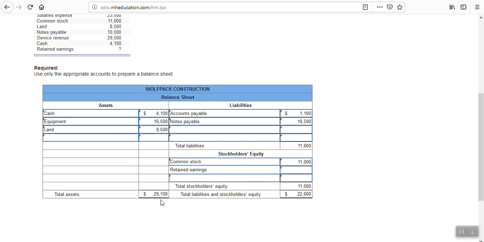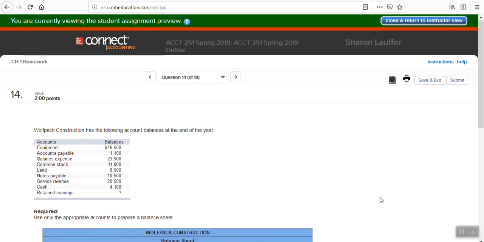So I'm going to use my calculator. And we know that so far we've got liabilities plus equity of $22,600. So just by looking at this, we know that we need to add an additional amount here so that we are in balance. So if we take the $29,100 minus the $22,600, that is a $6,500 difference that we need to plug in there to keep our liabilities and equity in balance with our assets. So now that we're in balance, that should do it.